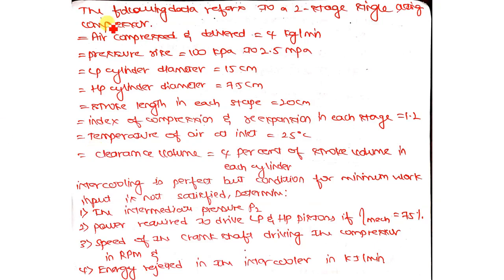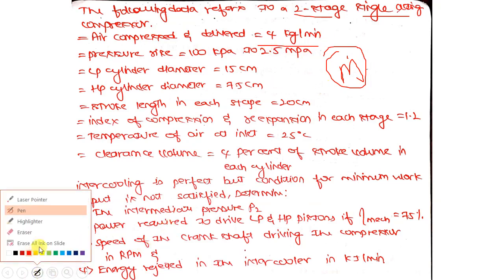So this whole thing is a problem statement. It looks lengthy, but it is easy. So we shall try to follow one by one. The following data refers to a two-stage, that means it is a multi-stage single acting compressor. So you need not multiply with 2 at the end of your work done. Air compressed and delivered is 4 kg per minute. So what it is nothing but your mass flow rate, guys. So mass flow rate is given as 4 kg per minute.